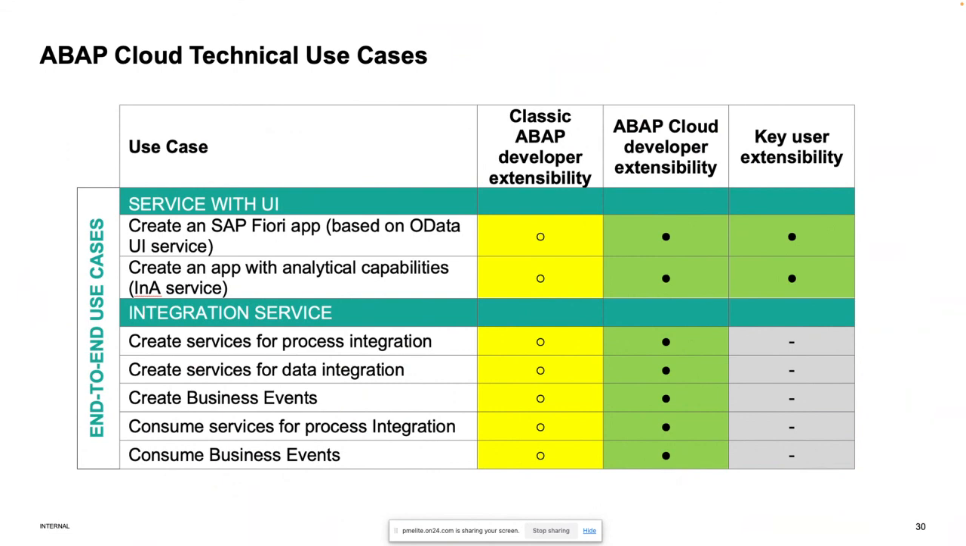And as I stated, the whole integration aspect plays a major role. Of course, you can create custom services for process integration with ABAP Cloud, in S/4HANA systems, in Steampunk. You can create business events, you can consume business events, you can consume services for process integration. So these are the high-level ideas which we offer to you in ABAP Cloud.